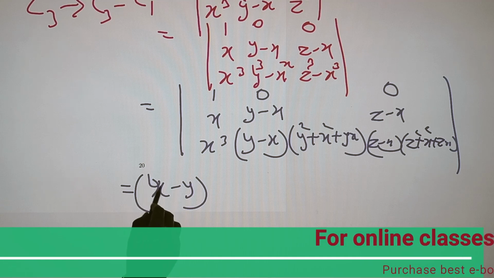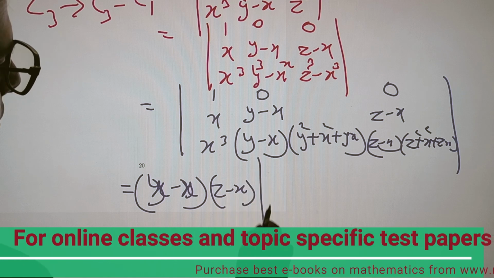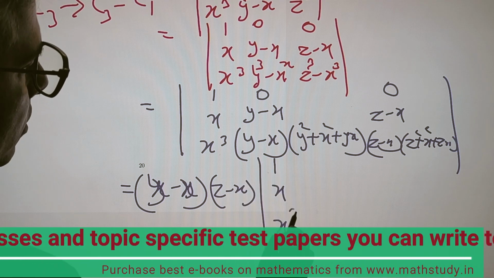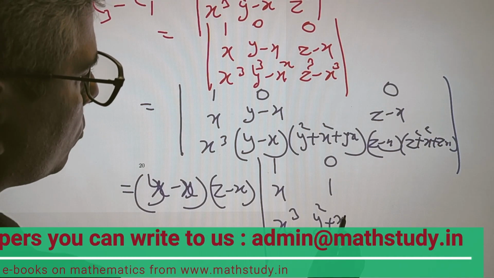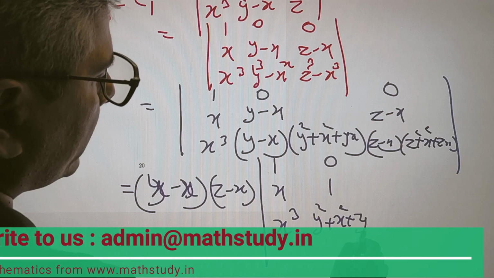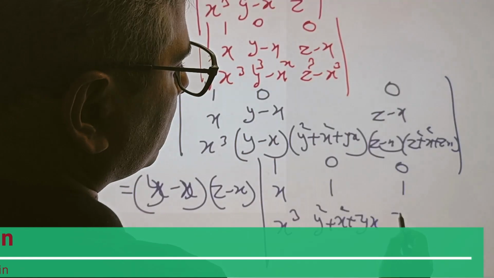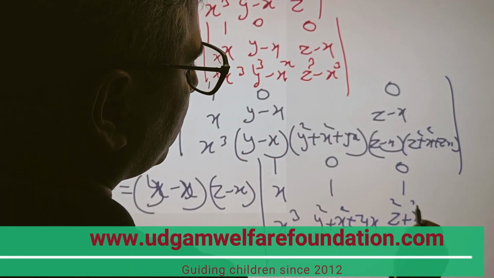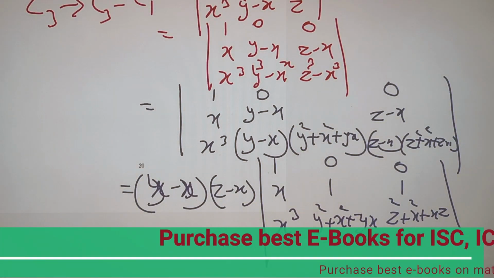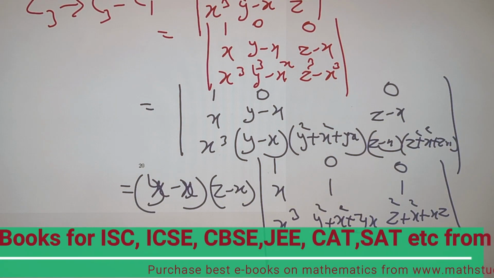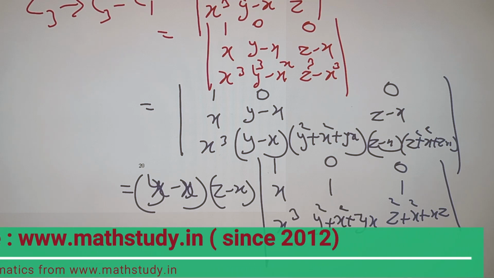So we can write it y minus x here into z minus x here. Now we can write 1x cube, 0, 1 and y square plus x square plus yx. Similarly here 0, 1, z square plus x square plus xz, right? So in this manner we have simplified our determinant. Now further we can apply the operation here.